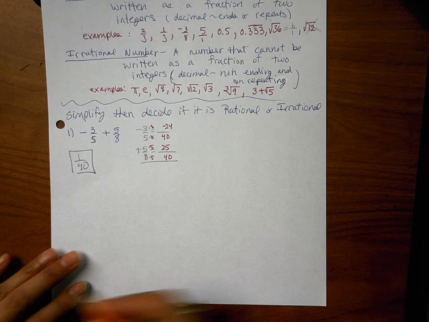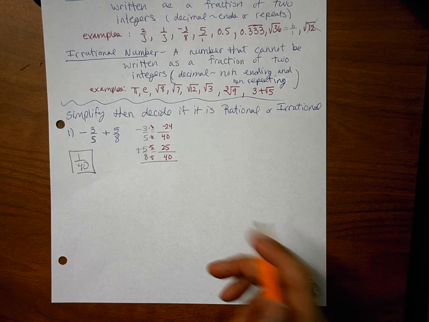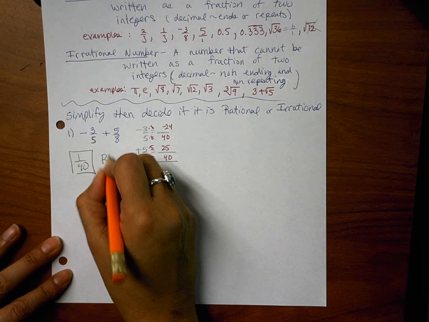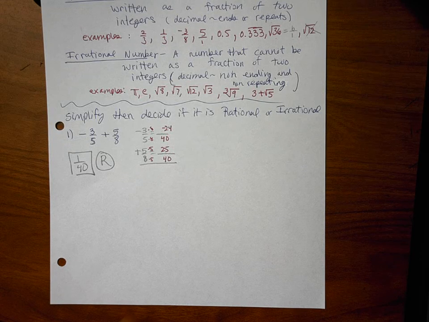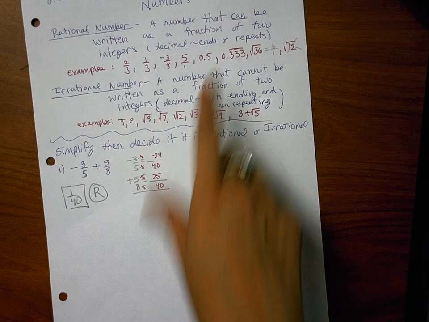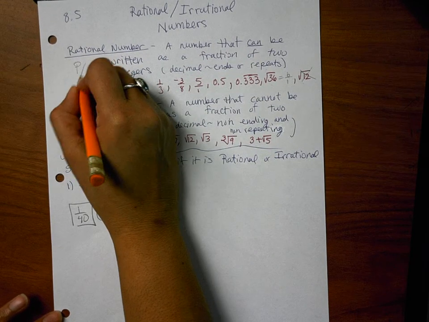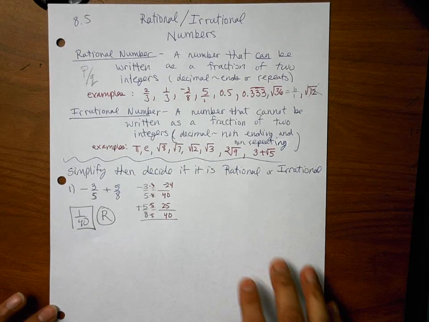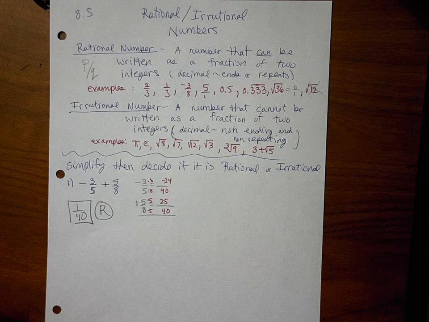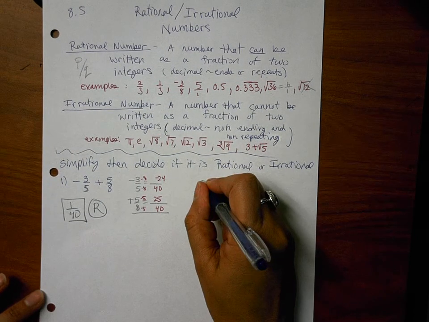Can be written as a fraction. There's no square roots in our final answer. This is a rational number. Rational number is a number that can be written as a fraction. I'm going to put it here, P over Q, something like that. Two integers divided by each other. All right, number 2.